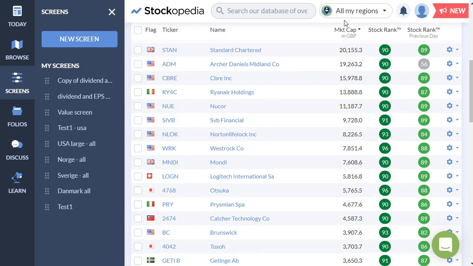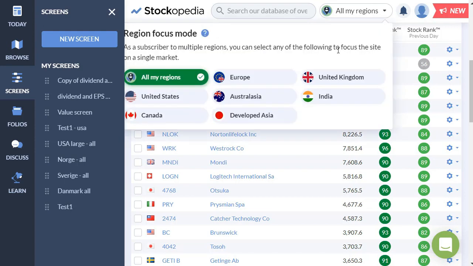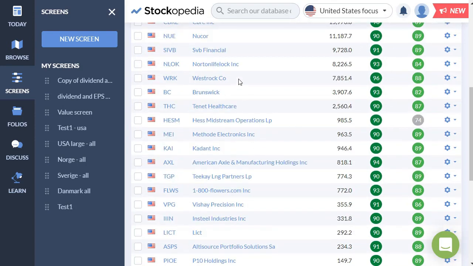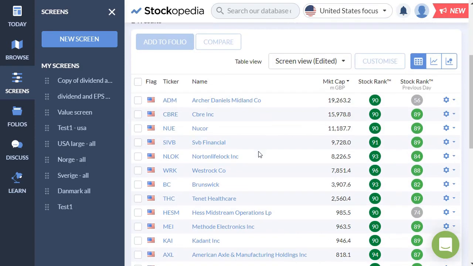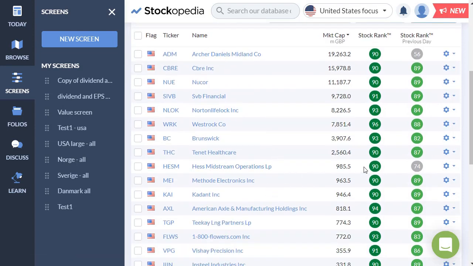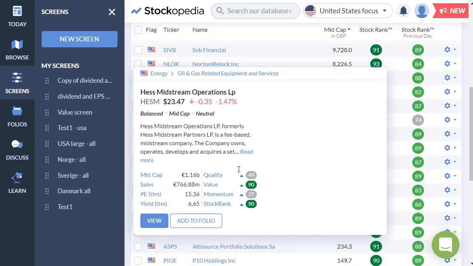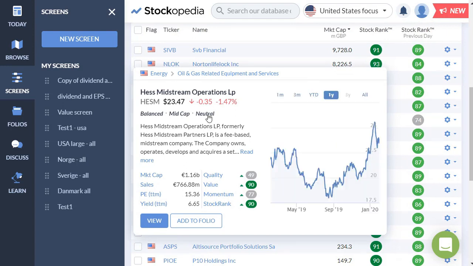Right now I'm taking all my regions, but of course you can just say, hey, I only want the United States, and then it only looks at, hopefully, the United States, if that is the market you would like to see. So you might be interested in stocks that jump a lot, like from 74 to 90. You can look at Hess Midstream, not a company I actually know, but we can see it is balanced, mid-cap and neutral. So that might be something we want to investigate further.